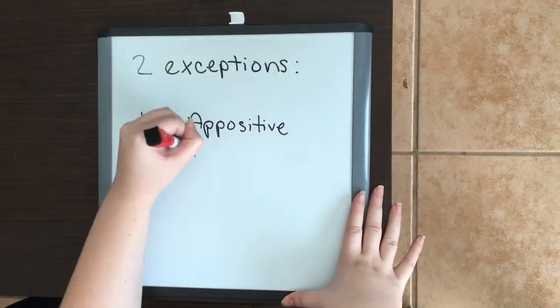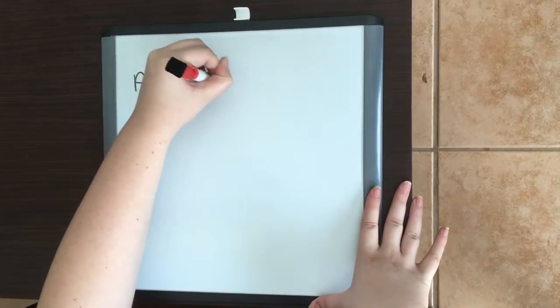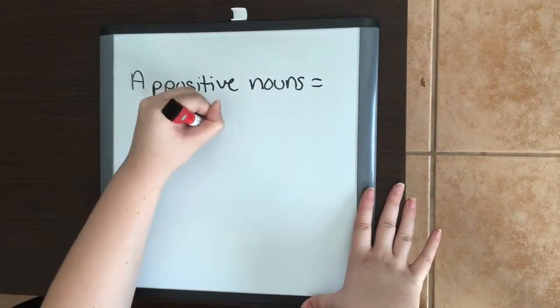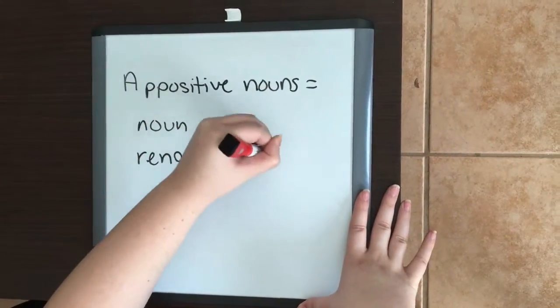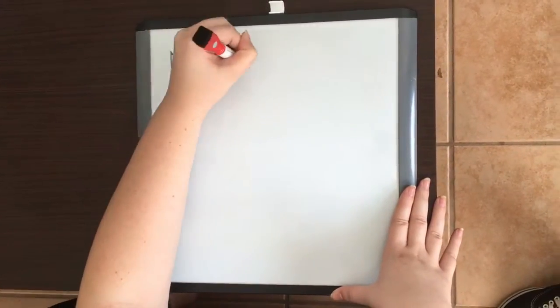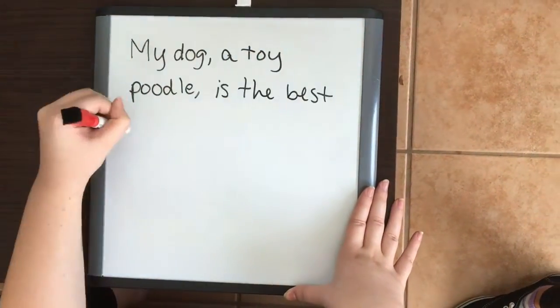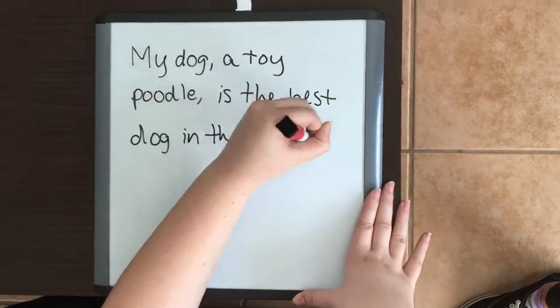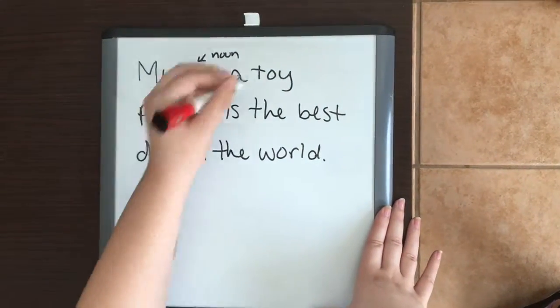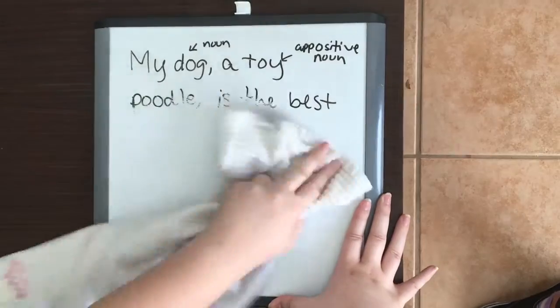The first is with appositive nouns. Appositive nouns are nouns or noun phrases that rename another noun right beside it. Let's look at this sentence. My dog, a toy poodle, is the best dog in the world. Here, dog is the noun, toy poodle is the appositive noun, and thus we use the singular verb is.